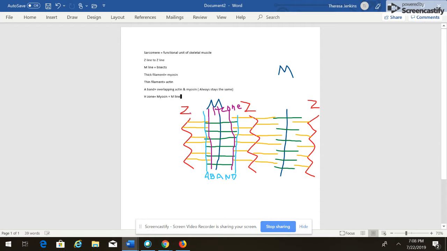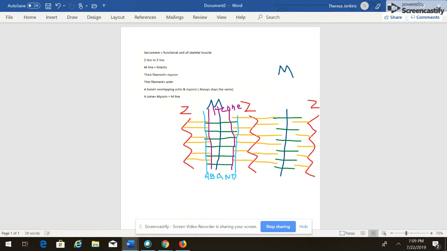Let's recap again. Sarcomere, functional unit, Z to Z. It contains thin filaments of actin. The M line bisects and contains thick filaments of myosin. The A band, which we can see in blue here, encompasses, as you can see watching my little purple cursor move down, overlapping filaments of actin and myosin. The H zone only contains the myosin thick filaments and the M line that bisects it. Okay, so we're doing perfect so far. We have one more thing to add.